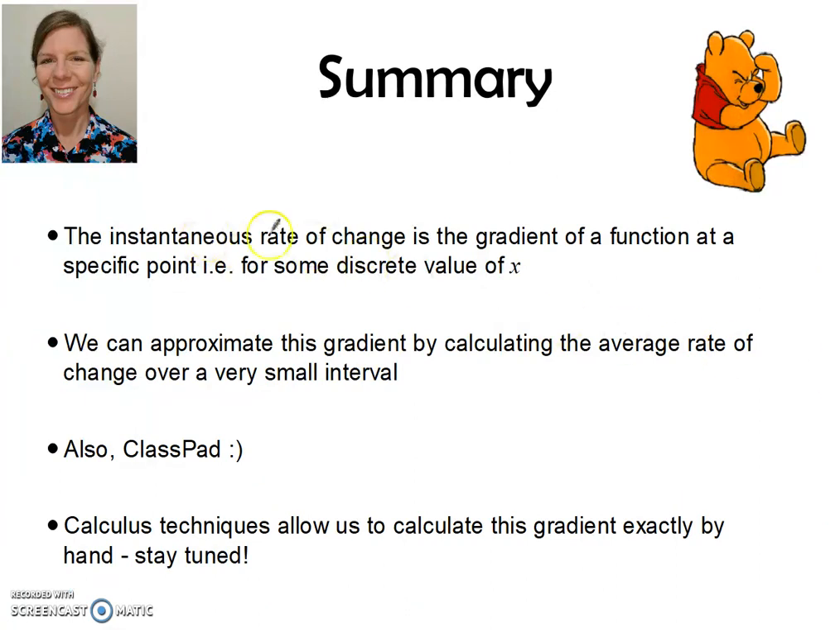So just to summarise, the instantaneous rate of change is the gradient of a function at a specific point. So for some defined value of x, we can approximate this gradient by calculating the average rate of change over a very small interval, and that's where our delta x comes in, a small x. Also, you can use your ClassPad, which will do it for you and give you an exact value. Now, we want to be able to do that without having to rely on our ClassPad, because sometimes we're not allowed to use it. And the way we do that is using calculus techniques. I'm not going to show you in this video, so stay tuned and we'll work out how to do that very shortly.